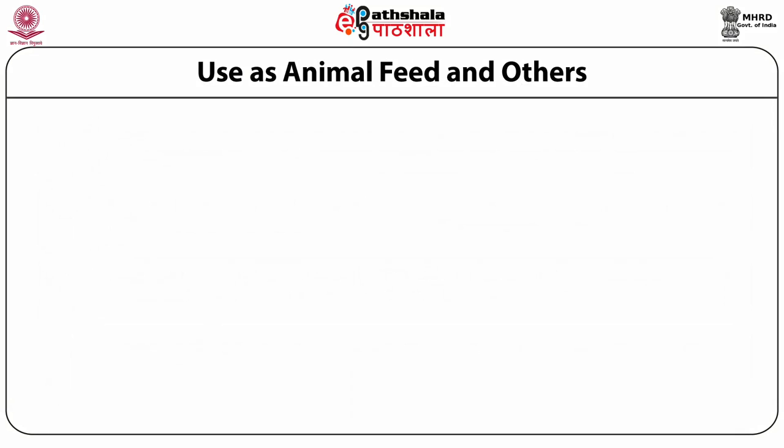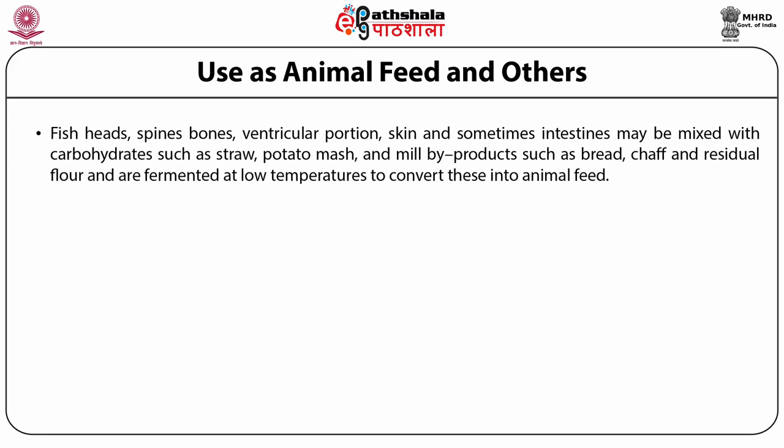Use as animal feed and others. Fish can be utilized for the feeding of animals. The various parts of the fish which could be fed to the animal are heads, spines, bones, ventricular portion, skin, and sometimes intestines, which may be mixed with carbohydrates such as straw, potato mash, and meal byproducts such as bread, chaff, and residual flour. And then they are fermented at low temperatures so as to convert these into animal feed.